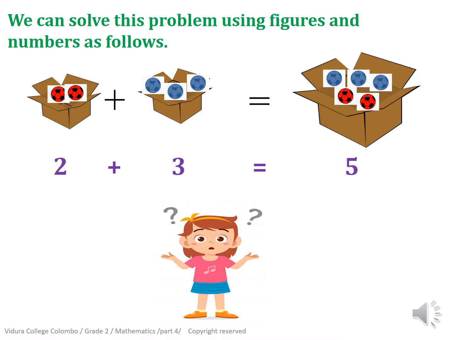We can solve this problem using figures and numbers as follows. So you can see in the first box there are 2 red balls and in the second box there are 3 blue balls. Now let's add and find out how many balls are there altogether. 1, 2, 3, 4, 5. 5 balls are there. Okay.